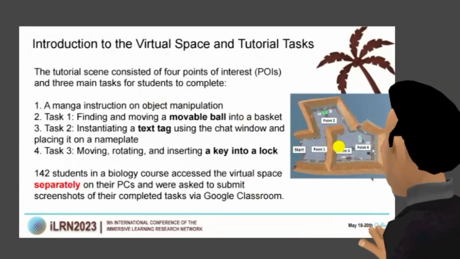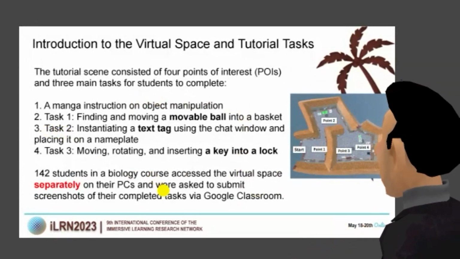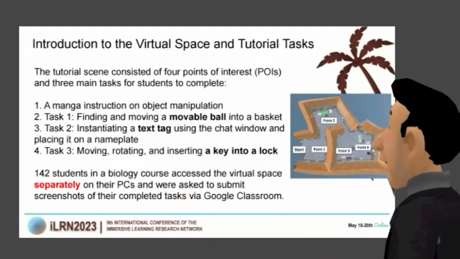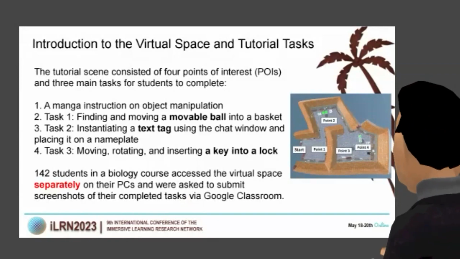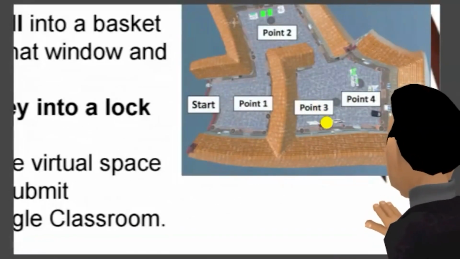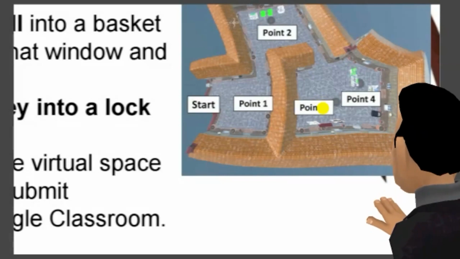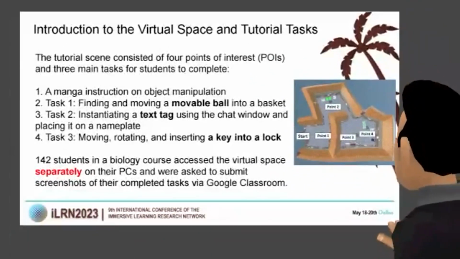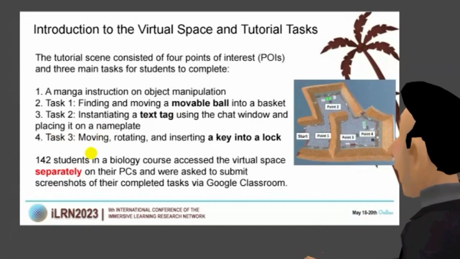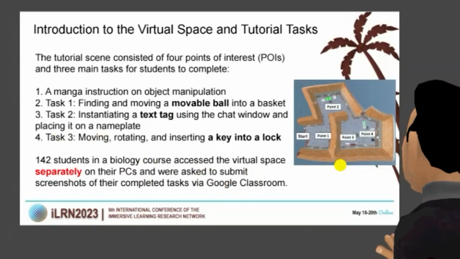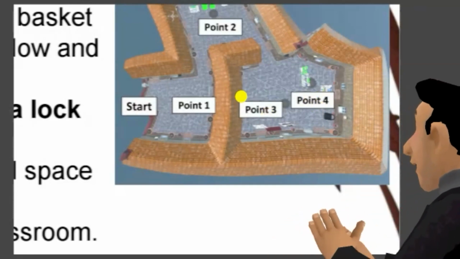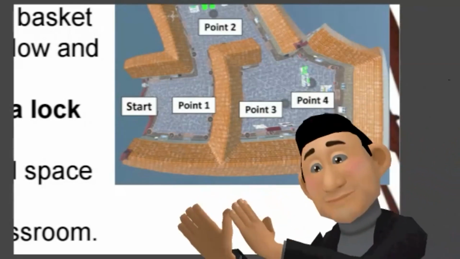Then at the third point here, there's task number 2, which is to instantiate a text tag using a chat window and place it on a nameplate. It's a bit hard to see, I'm sorry. There's a nameplate here that you instantiate a text tag for, then put that onto this name tag. This is also for object manipulation. And on point 4, there's task 3, which is to move, rotate, and insert a key into a lock. There is a key somewhere here. Then you have to move and rotate the key, then put it into the lock like this.